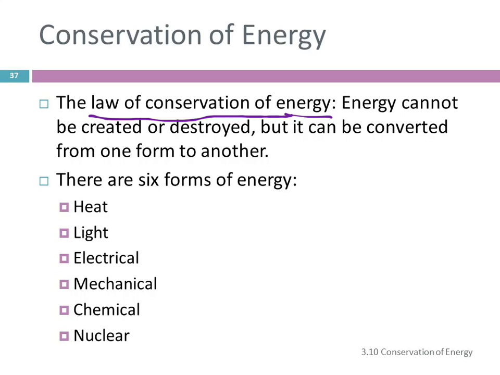So there's two broad categories, kinetic energy and potential energy, but within those there are these six different forms of energy. There's heat, light, electrical energy, mechanical energy. I'm trying to say mechanical engineer, I guess, because my brother's a mechanical engineer. Mechanical energy, chemical energy, and nuclear energy. So those are all different forms of energy.